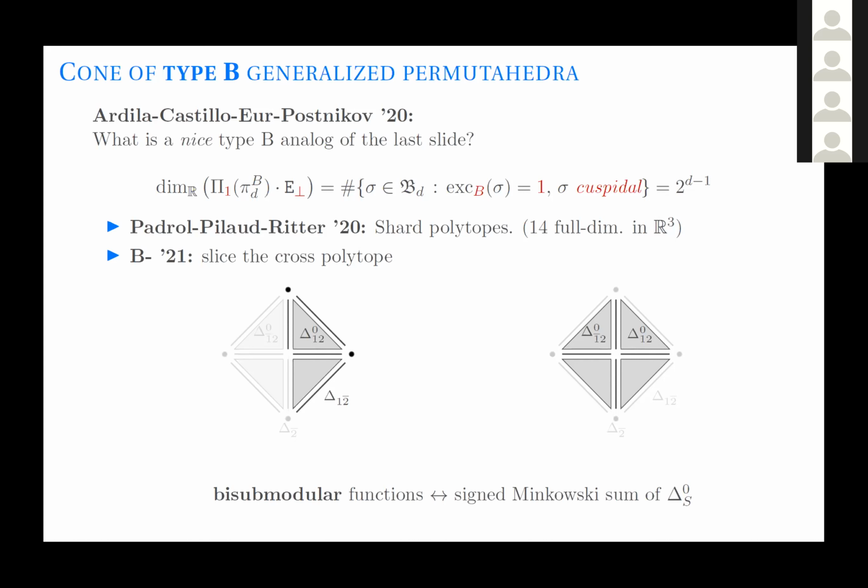And again, I want to emphasize that the proof is constructive, because given any bisubmodular function that defines a type B generalized permutahedron, we can get the coefficients that give us a signed Minkowski representation of that type B generalized permutahedron. With that, I want to finish. Thank you.